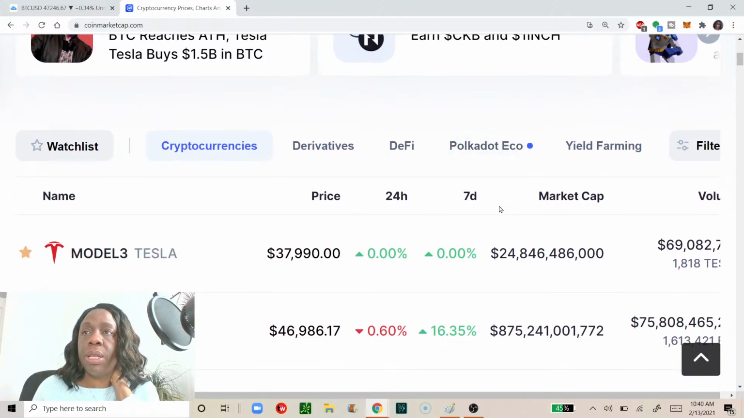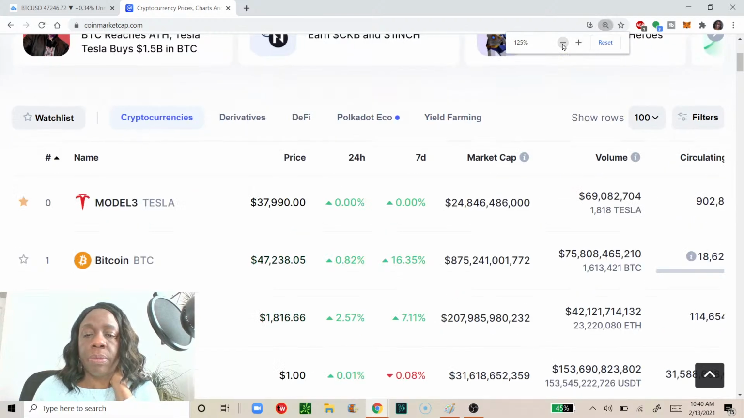I don't know why it's so enlarged. Let me reduce this a bit.